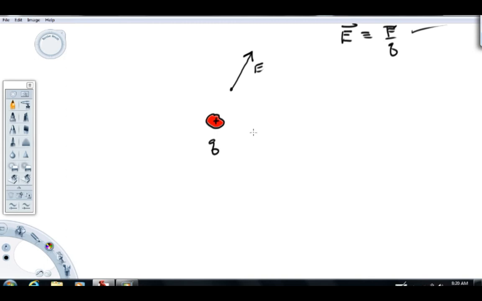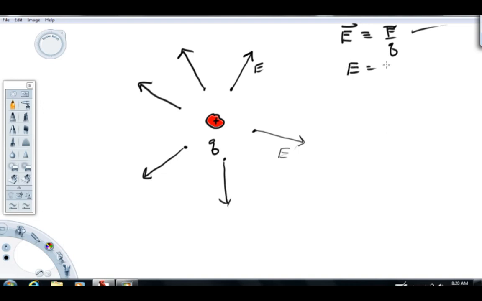If I picked another point in space, maybe here, and you imagine putting a positive charge there, because it would be a repulsive situation, the force would be kind of down and right, so the electric field vector would go that way. If I pick a point like right here, the electric field vector would point this way. Right here, the electric field would point this way, and so forth.